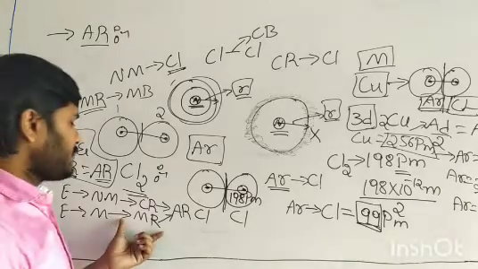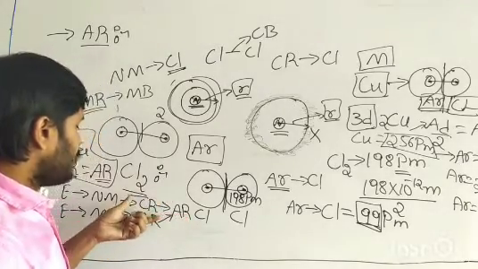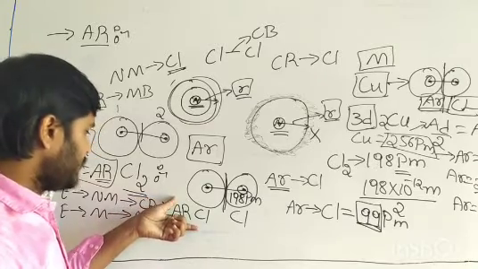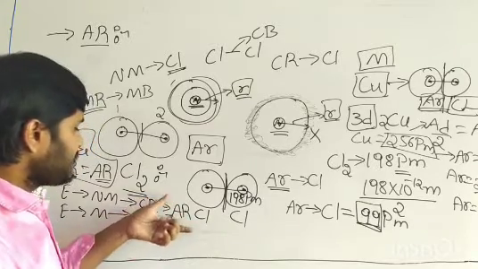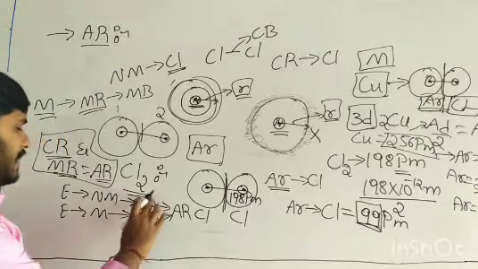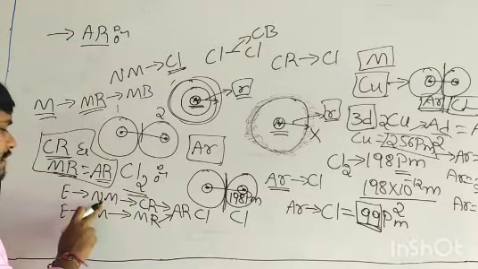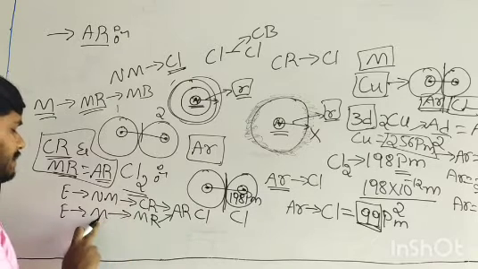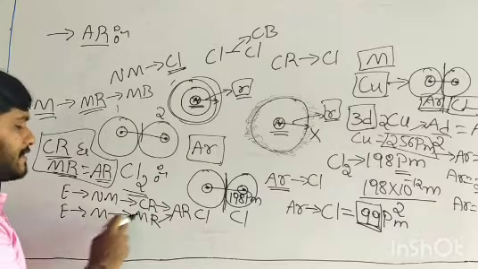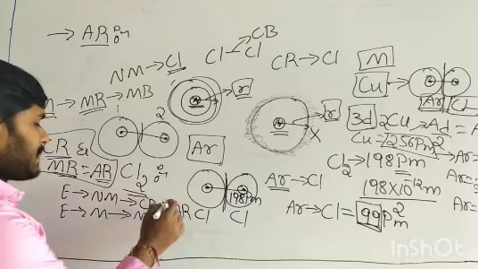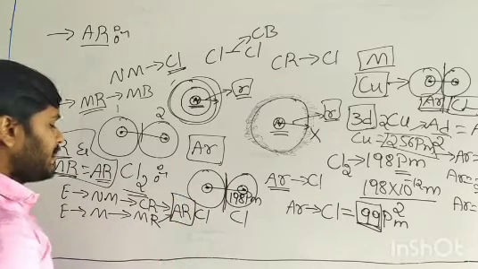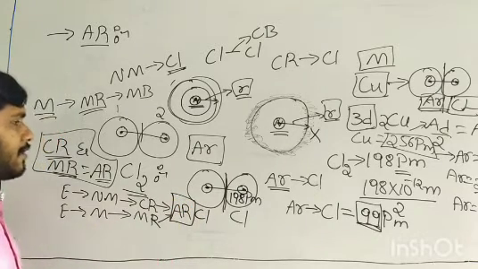Okay. Throughout your first PUC, we will consider the covalent radius as atomic radius only and metallic radius as atomic radius only. The only difference is what? Covalent radius is for non-metals and metallic radius is for the metal element. And both these two will be considered as an atomic radius. Okay. Did you get this, guys?